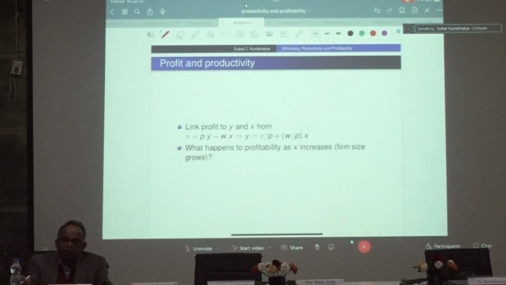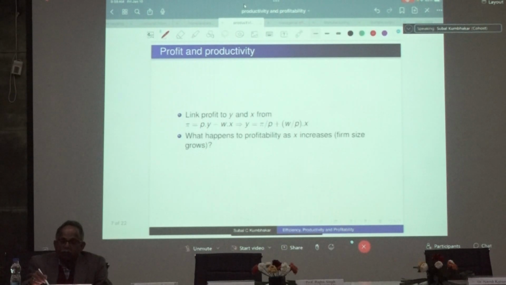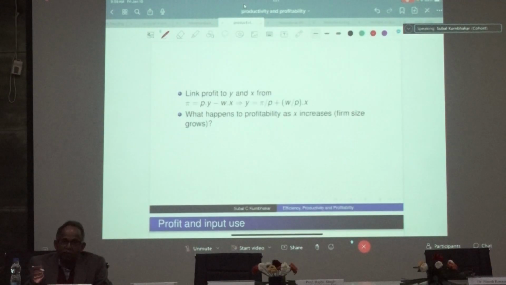Okay, so what is the definition of profit? Profit here is pi. This is profit. Profit is equal to, because you can be a student, right? Profit is the difference between revenue and cost. What is revenue? It's price of output times output, right?